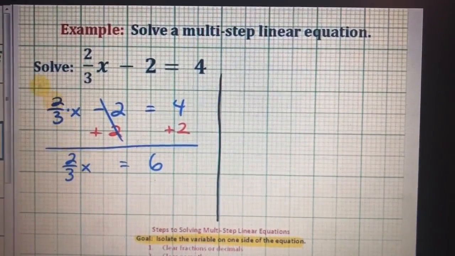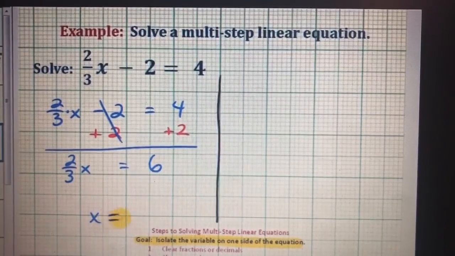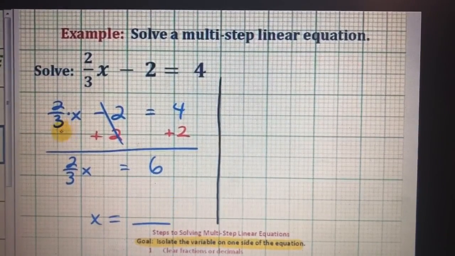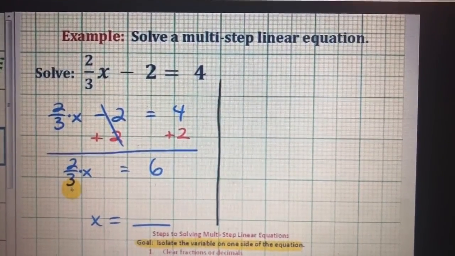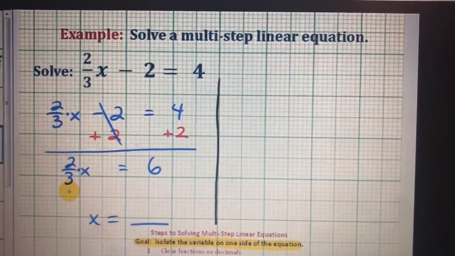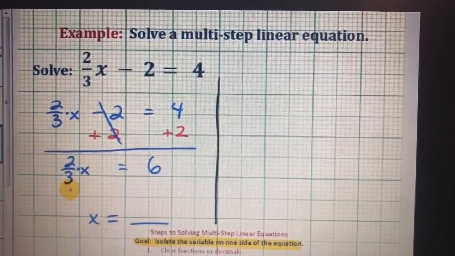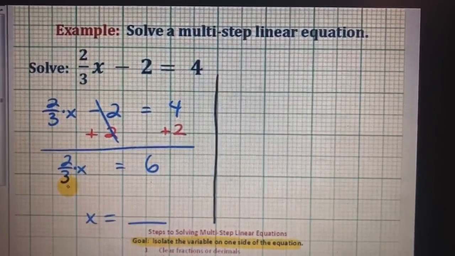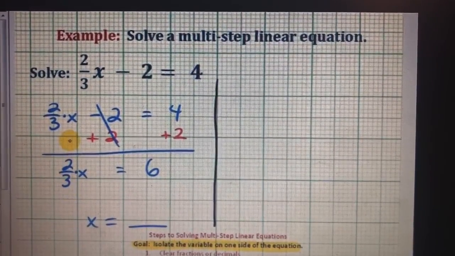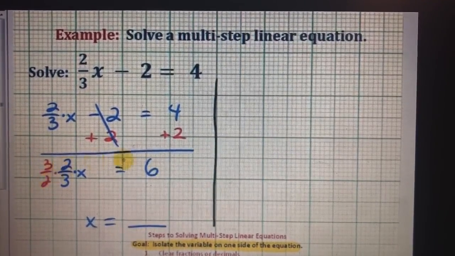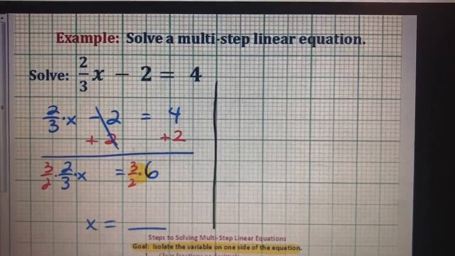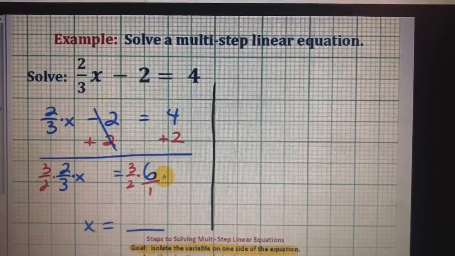Now remember, our goal is to have x equals some number. And since these are connected by multiplication, we might be thinking we should divide by 2/3. Remember, dividing by 2/3 is the same as multiplying by the reciprocal. So instead of dividing by 2/3, we're going to multiply both sides by the reciprocal, 3/2. Let's go ahead and put this 6 over 1.